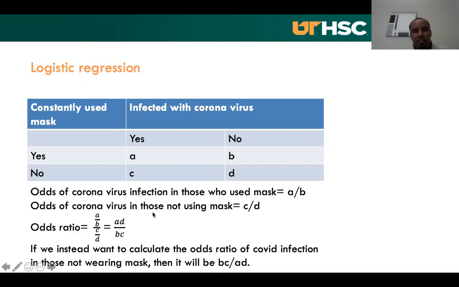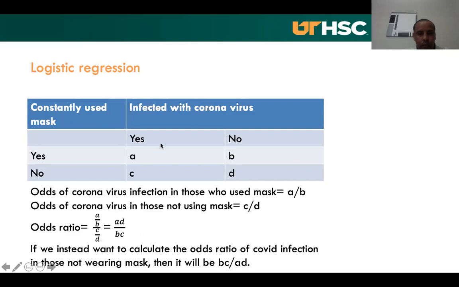And the odds of coronavirus in those not using a mask is C divided by D. And the odds ratio is the division of A over B over C over D, which gives us AD over BC. This is very easy to remember. When you create this, it is called a contingency table or a 2x2 table.